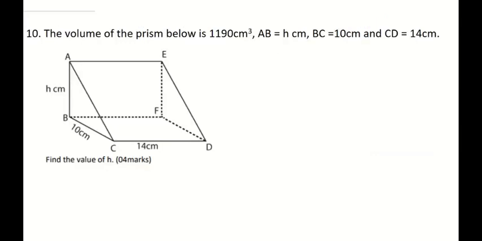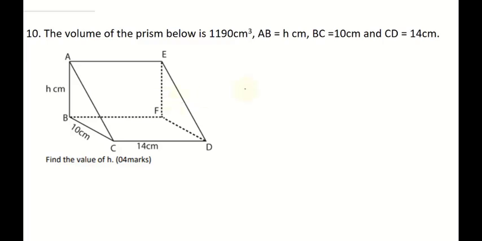So question 10 says the volume of the prism below is 1190 cm cubed, and AB is equal to H cm, BC is equal to 10 cm, and CD is equal to 14 cm. Now it says find the value of H.